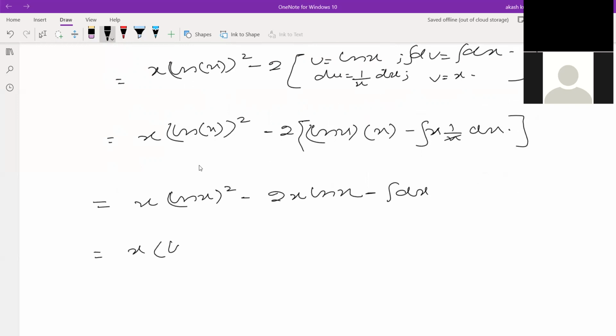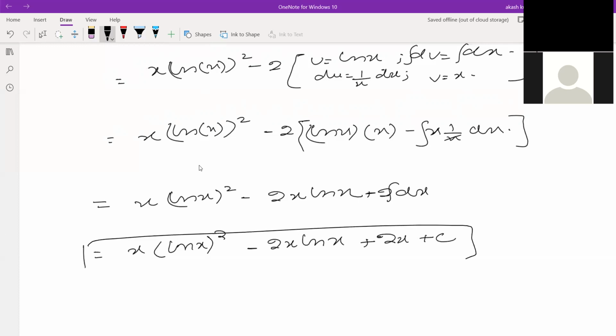What about the 2 minus 2? Yeah, the 2 is multiplied with the whole thing. So shouldn't it be plus 2? Yes, it's going to be minus times minus, plus 2x plus c. Is it clear? Yes. So x (ln x) square minus 2x ln x plus 2x plus c, that's the correct answer.